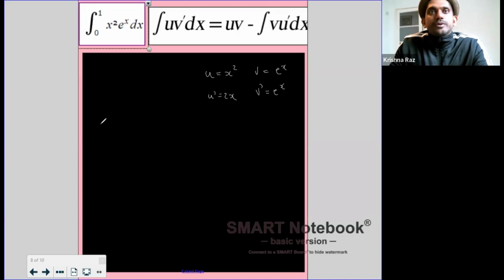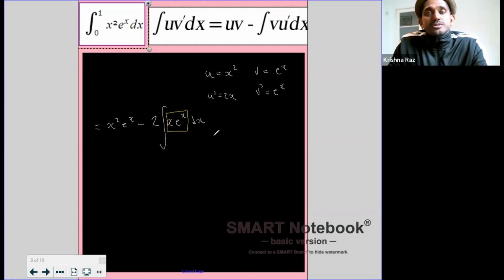So if we use the formula, we will have uv, which will be x squared e to the x, minus the integral of v u dashed. So that will be minus 2x e to the x. So I'm going to put the constant outside. And we can see here that we have, again, something that needs by parts. Hence, this video is called by parts twice. So we just repeat the process.